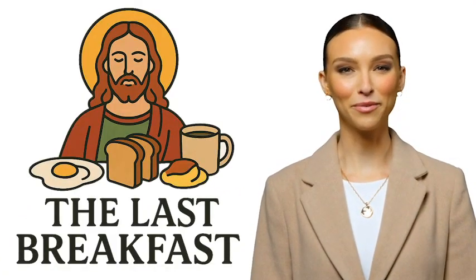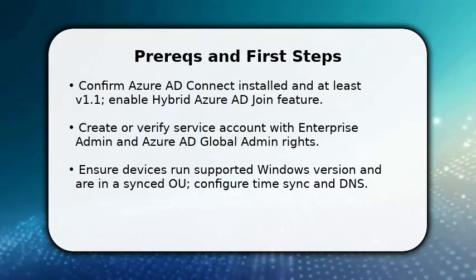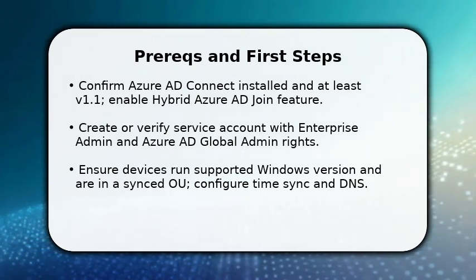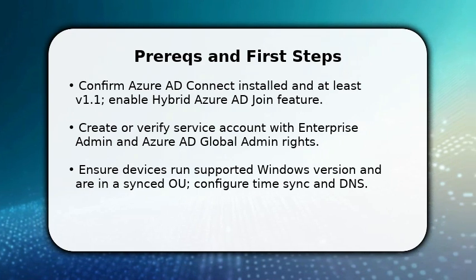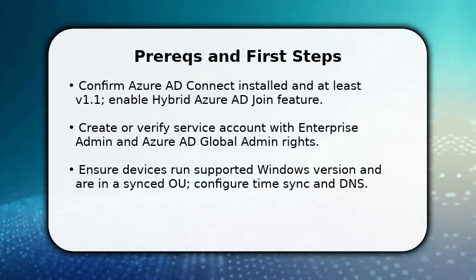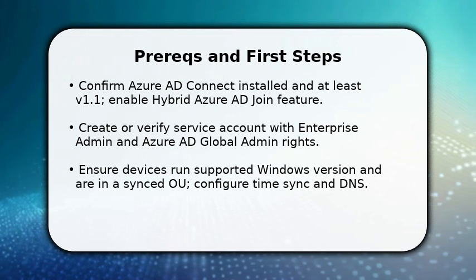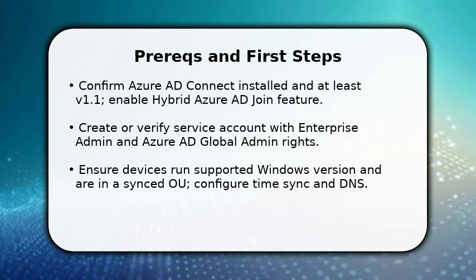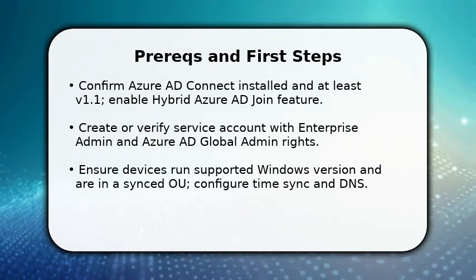Please enjoy the video. Start by validating prerequisites and then act. You need Azure AD Connect installed and upgraded. Enable the Hybrid Azure AD Join option in its configuration wizard. Create a service account with both Enterprise Admin Rights on-premises and Global Admin in Azure. This lets the sync and registration run.